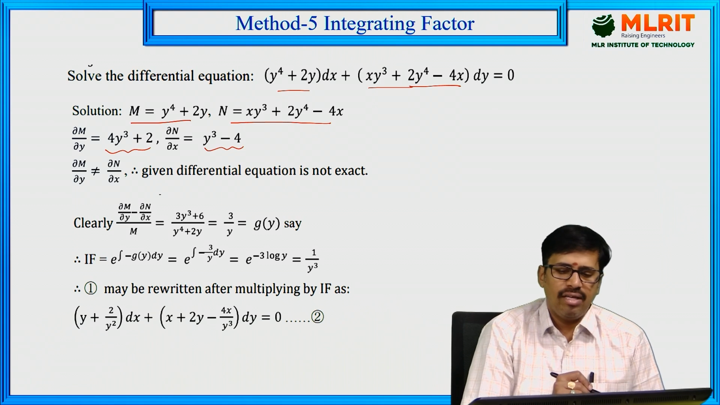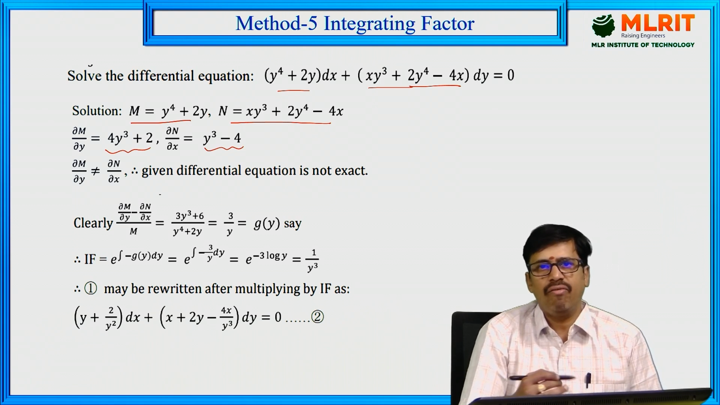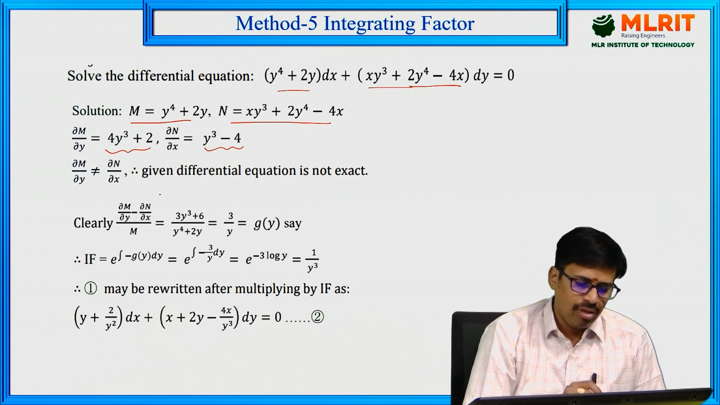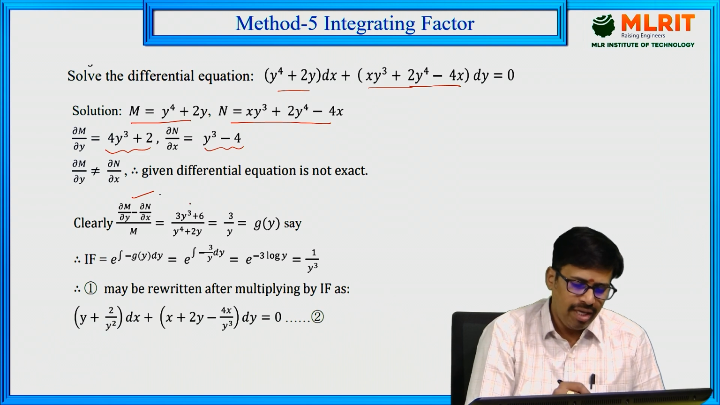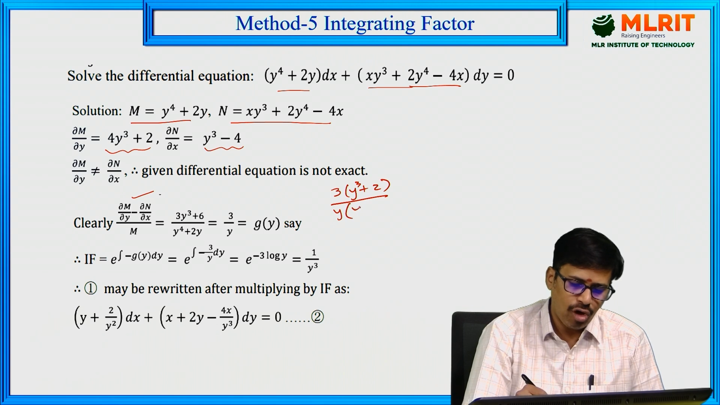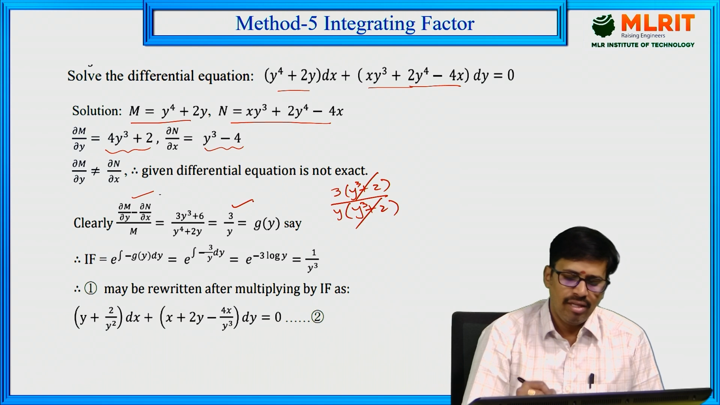When it is not exact, check whether we can apply the previous 3 methods or not. If not, come to the next method. So consider this term ∂M/∂y minus ∂N/∂x by M. So 3y cube plus 6 divided by y power 4 plus 2y. If you take 3 common in the numerator and y common in the denominator, we get 3 times y cube plus 2 divided by y times y cube plus 2. So y cube plus 2 cancel, we get 3 by y.